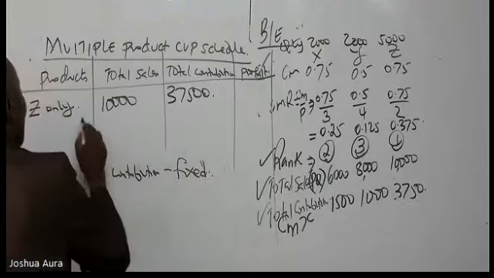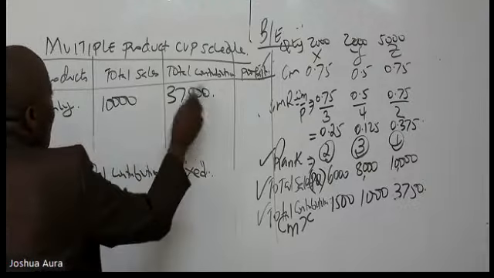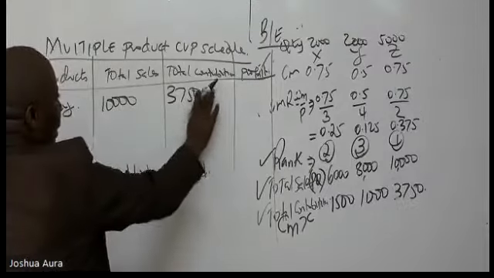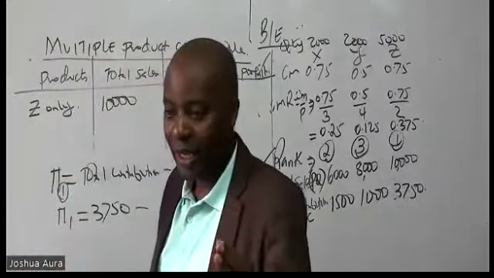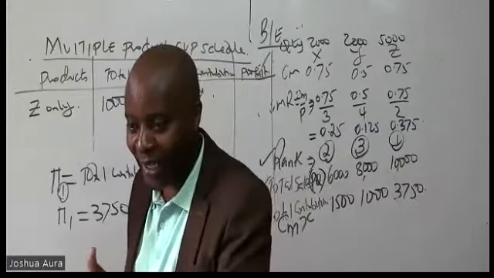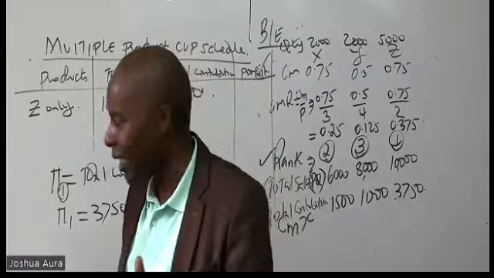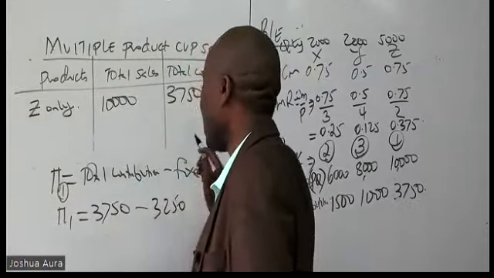So then in this particular case, the first working year, the first profit here, it will be total contribution, which is 3750, sorry, minus the firm's fixed cost. The firm's fixed cost, yes, I'm wrong there. The firm's fixed cost is 3250, isn't it?